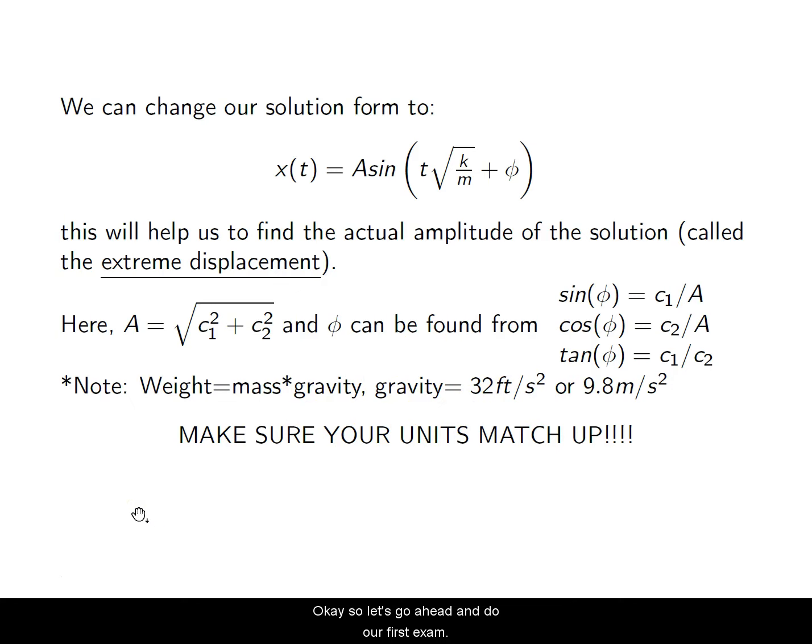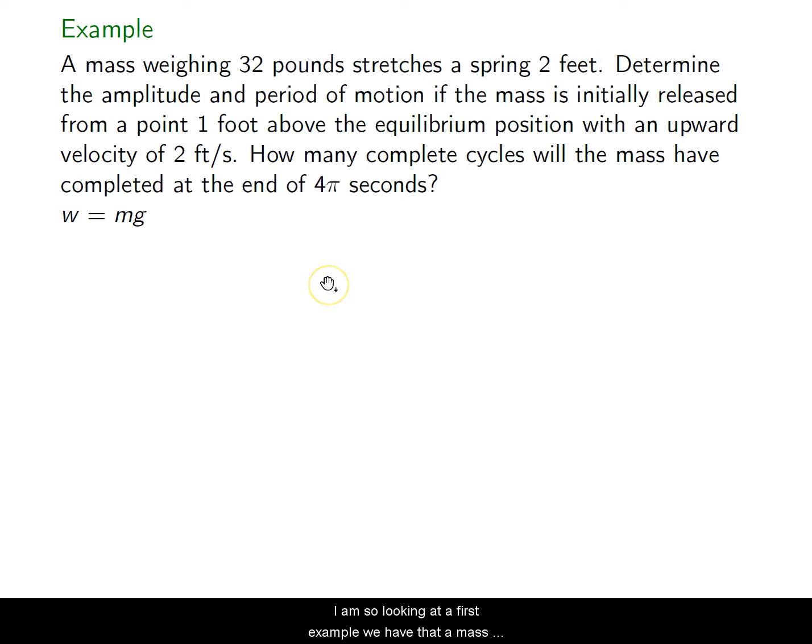Okay, so let's go ahead and do our first example. Looking at our first example, we have that a mass weighing 32 pounds stretches a spring 2 feet. Determine the amplitude and period of motion if the mass is initially released from a point 1 foot above the equilibrium position with an upward velocity of 2 feet per second. How many cycles will the mass have completed at the end of 4 pi seconds?